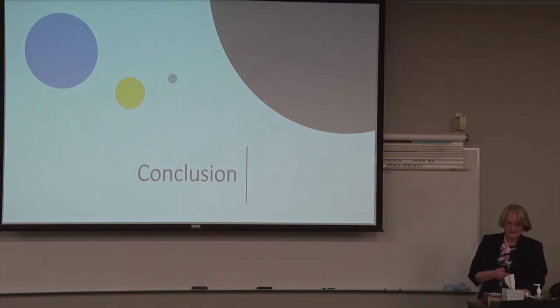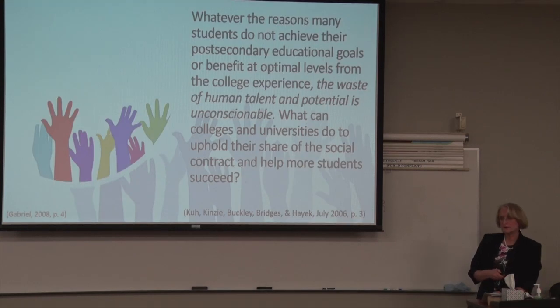As you look at the library through the lens of the college mission statement, you will see that the library innovatively provides services to help students better afford their college education, as well as enriching their learning experience. And by offering online materials, the students have entry to accessible learning. Whatever the reasons, many students do not achieve their post-secondary educational goals or benefit at optimal levels from the college experience. The waste of human talent and potential is unconscionable. What can colleges and universities do to uphold their share of the social contract and help more students succeed?